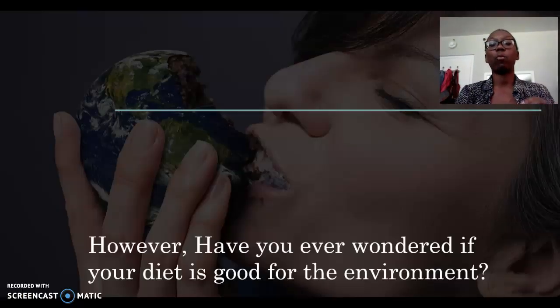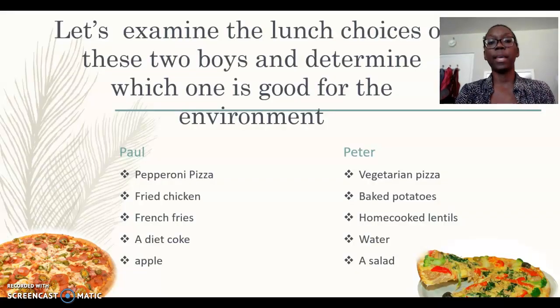But the concept that I want to introduce today is eating as it relates to the environment. So we're not eating just for nutrition, or because everybody else is eating, or because we're sad. We're asking the question, is the diet that we eat environmentally friendly? Is it good for the environment? And so we're going to examine the lunches of two boys and determine which one was better. On this slide, you can see that they eat relatively the same thing.